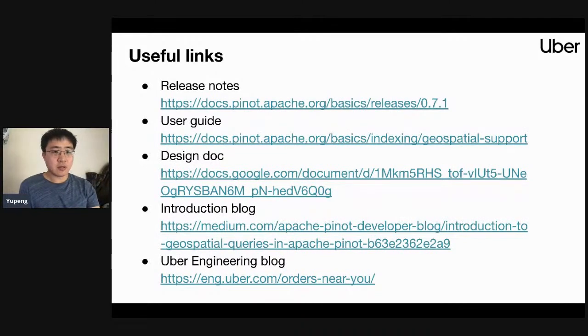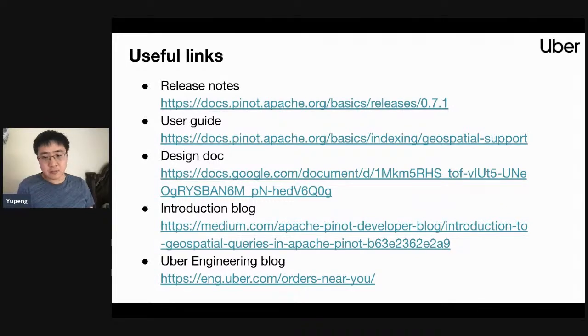So I want to share a few useful links. These are the geospatial features that we contributed last year. The first set of features was released in 0.6, and the geoindexing was released in 0.7. You can find a user guide and also the design doc on the Pinot website. Kenny from the community wrote a pretty good introduction blog to introduce these features. And today, from the Uber engineering side, we also published a blog to highlight the orders near you use case and some more insights we gained from it, and also to introduce the geospatial features.